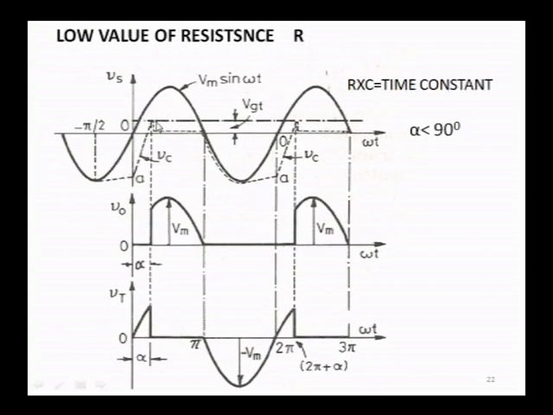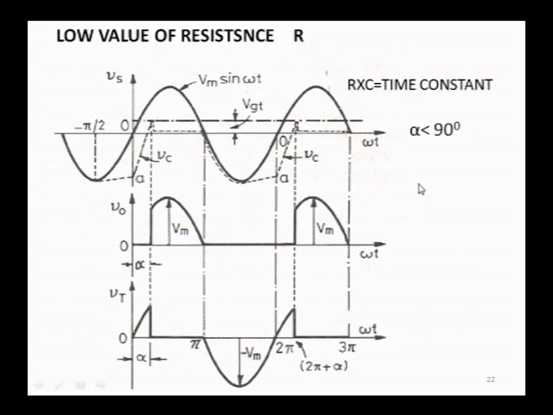Then when this voltage Vc, that is the capacitor voltage, equals Vgt, it will fire. So, this is the concept. Now, this graph or waveform is shown for alpha less than 90 degree. Now, RC, the product of R into C, is a time constant.